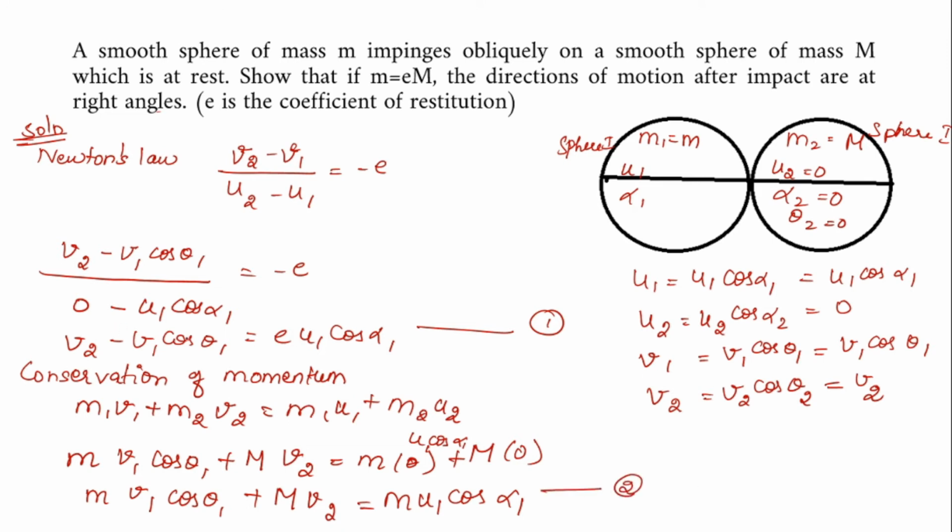So we have two equations. To find v1 and v2, we have to multiply equation 1 with m2 or m1, and then you will find the values. And we have the condition with us, m is equal to e into capital M, right?